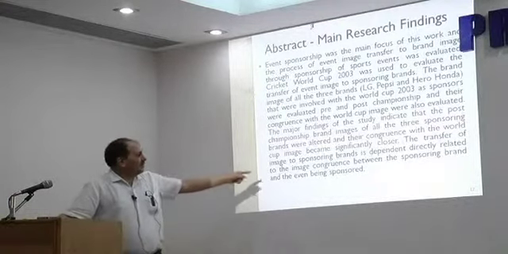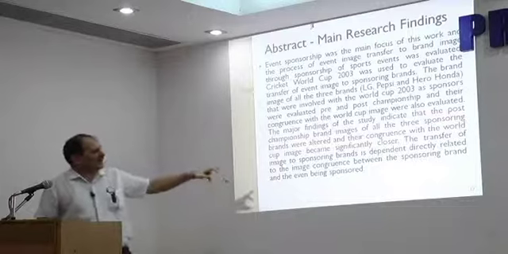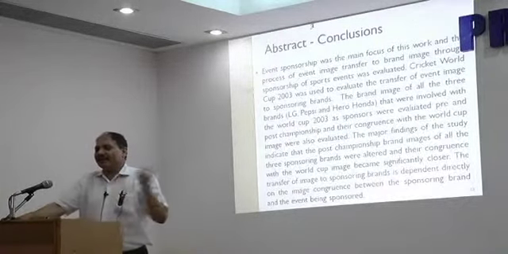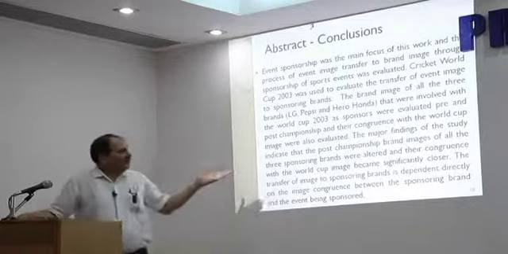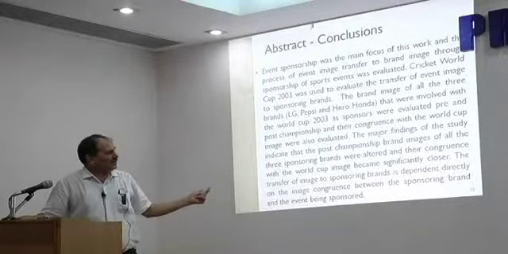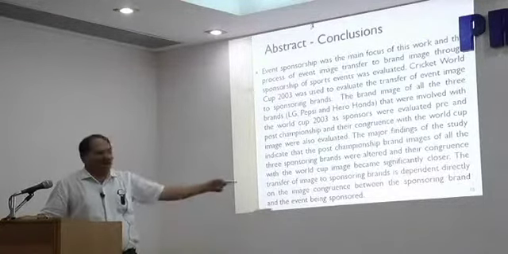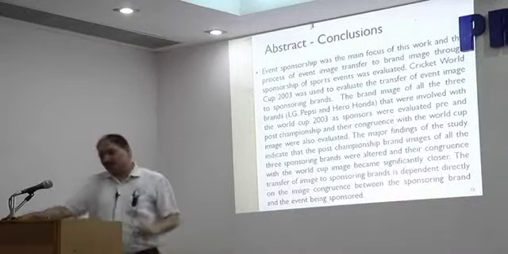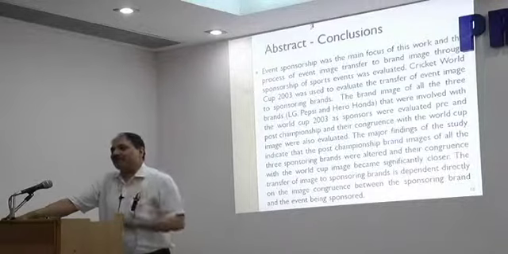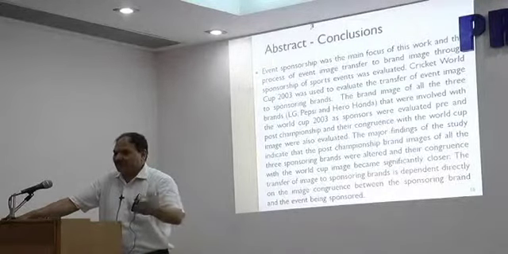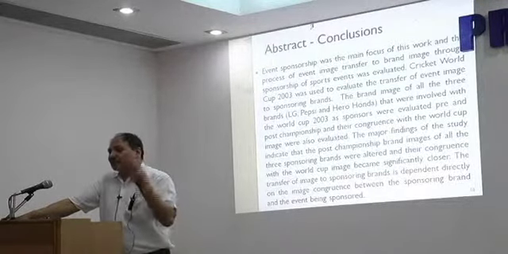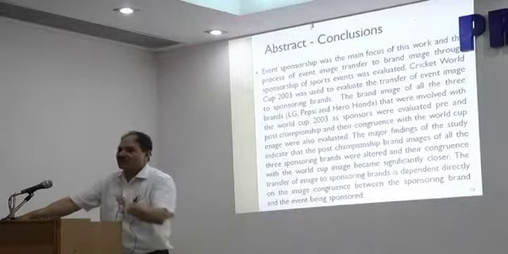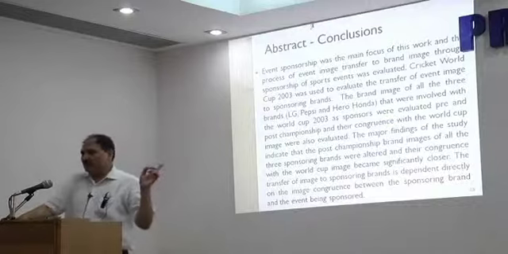Okay? So the last one is the conclusion. The last line indicates the conclusion. The transfer of image to sponsoring brands is dependent directly on the image congruence between the sponsoring brand and the event being sponsored. That is, the main finding was that this image transfer is there in all, but it is higher where congruence is higher and lower where congruence is lower. So that is the conclusion.